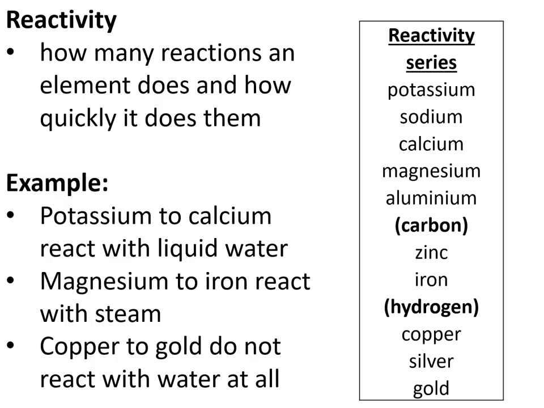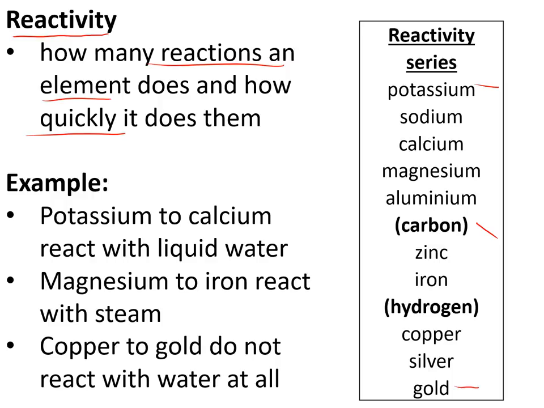Reactivity is about how many reactions an element does and how quickly it does them. So a very reactive substance like potassium does a huge range of reactions very, very quickly, often explosively. A very unreactive element like gold does very few reactions, and the ones it does very slowly. And we summarise this in the reactivity series. So the reactivity series starts with potassium, then goes sodium, calcium, magnesium, aluminium, zinc, iron, copper, silver, and gold. That's not the whole reactivity series, but that is the bit of it that you're expected to memorise.